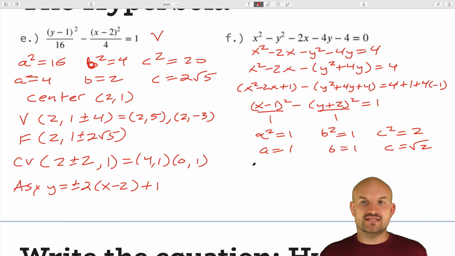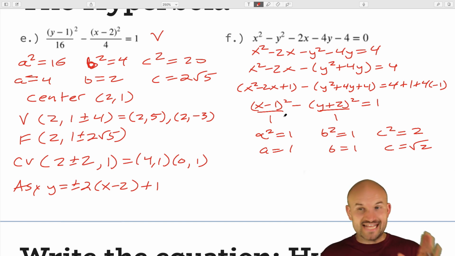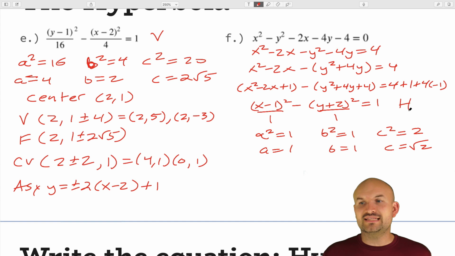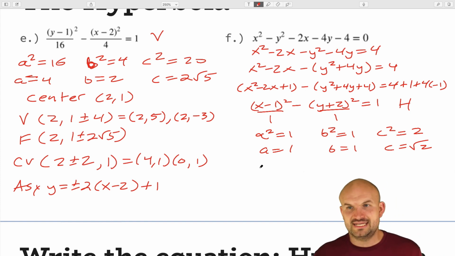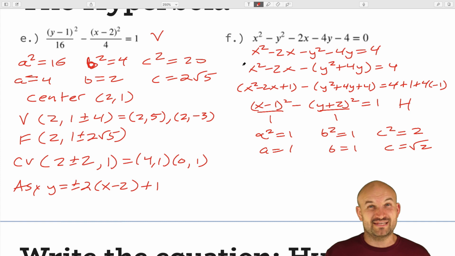Now, we can see that my a squared is listed first. So therefore, we can see that this is a horizontal hyperbola. That means my vertices and my foci are going to be going to the left and to the right. In this case, this is still a hyperbola because it still gives me a negative number. It's just the fact that a and b are the same, which is possible. If this was an ellipse, we know that would produce a perfect circle. So this is a hyperbola that, if you look at the asymptotes, is going to have asymptotes that are the identity function.